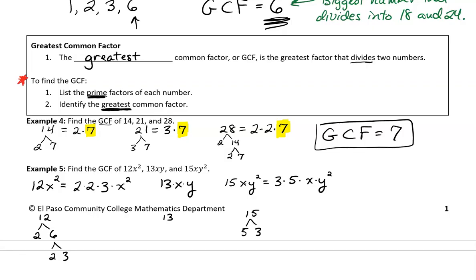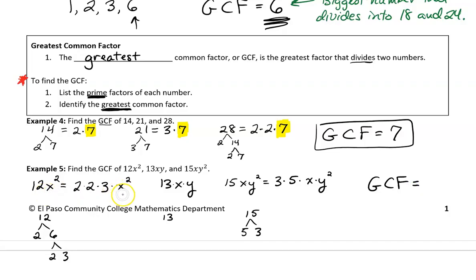Okay, so I have everything listed. All my primes are on here now. Then I look, what do they have in common? What numbers, and in this case also what variables, do they all share? Well, I don't think they have any numbers, right? I don't see any numbers that they all have, especially because we have this 13 in here, and none of the other prime factorizations have 13. So then my GCF is not going to have a number in it, but let's see about those variables.